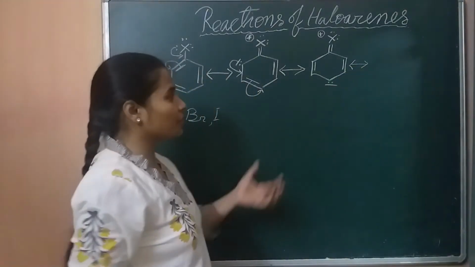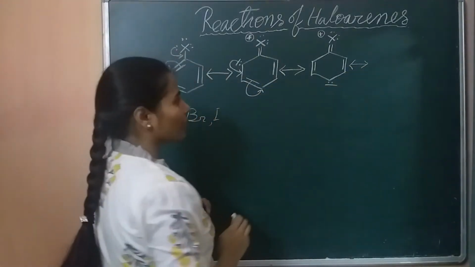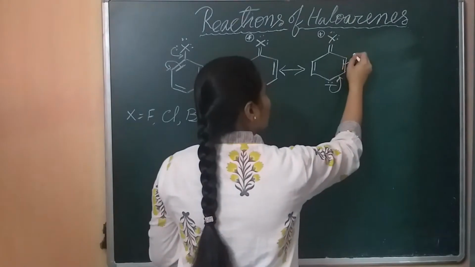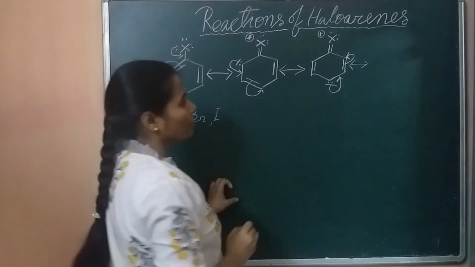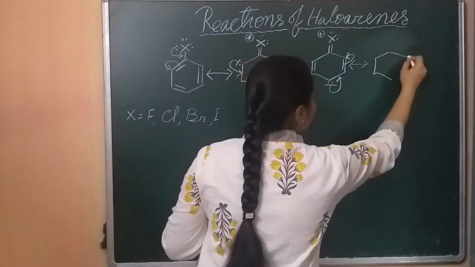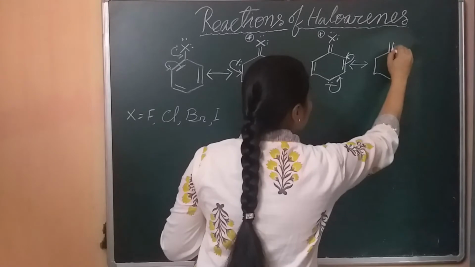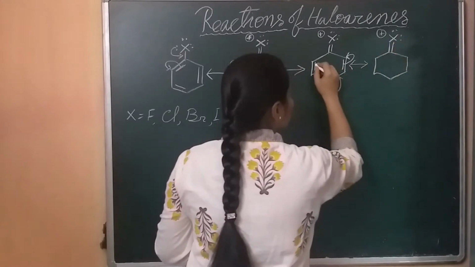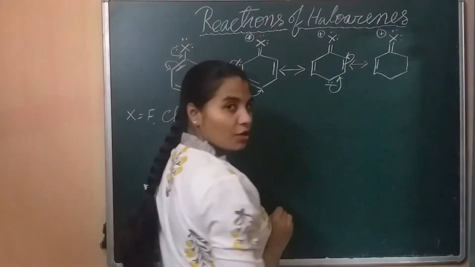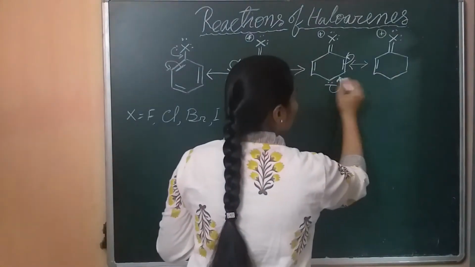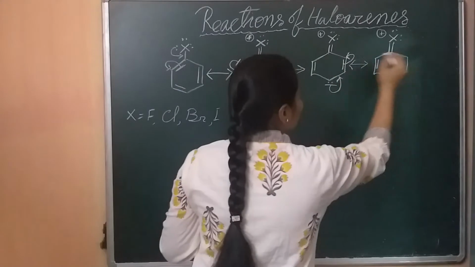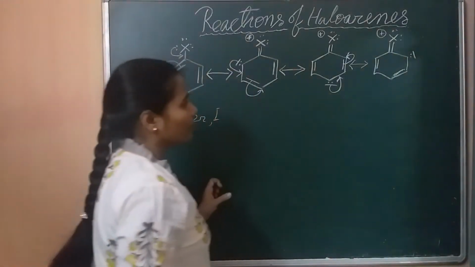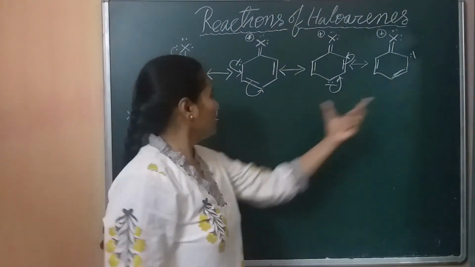Next, is there any possibility to get any other resonance hybrid structure? All the structures are called the resonance hybrid structures. You see, this lone pair will come to this bond and this pi bond becomes the lone pair of electrons on the carbon atom, and the structure becomes like this. This pi bond will remain as it is because it is untouched. Then this lone pair of electrons becomes the pi bond, and this pi bond becomes the lone pair of electrons.